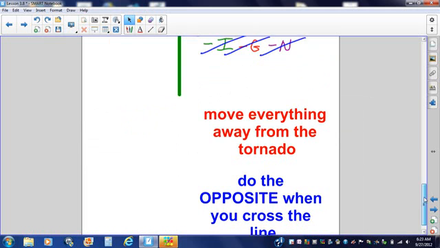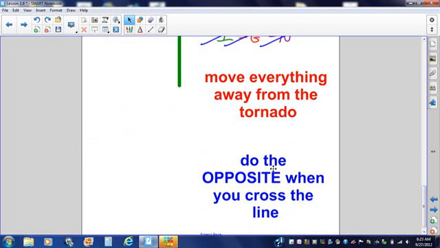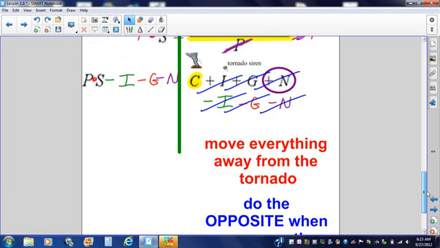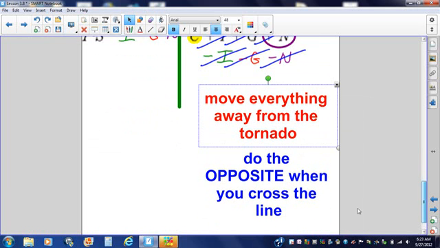So just remember, you want to move everything away from the tornado, and when you move things away from the tornado, do the opposite when you cross the line. Not really hard, just take them step by step. Remember, move everything away from the tornado and do the opposite when you cross the line.